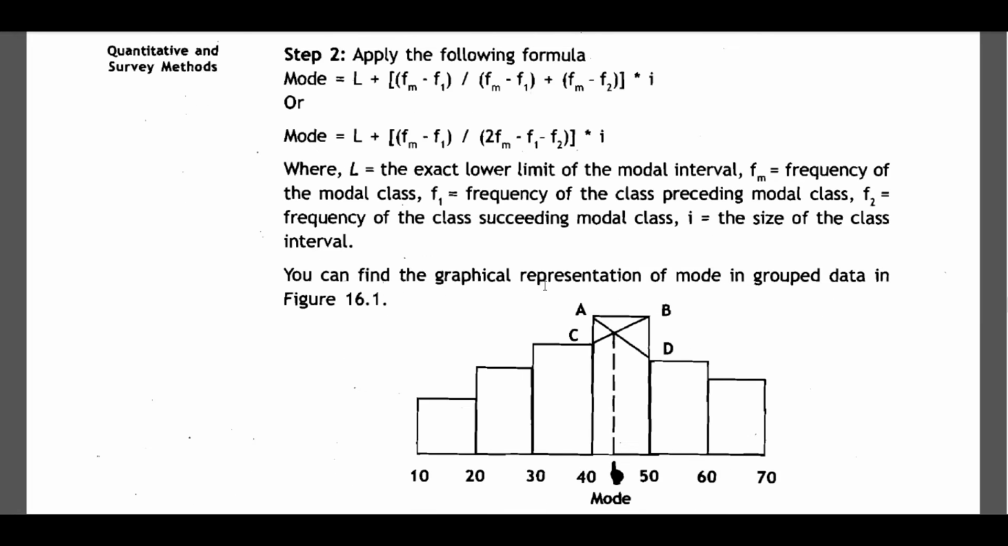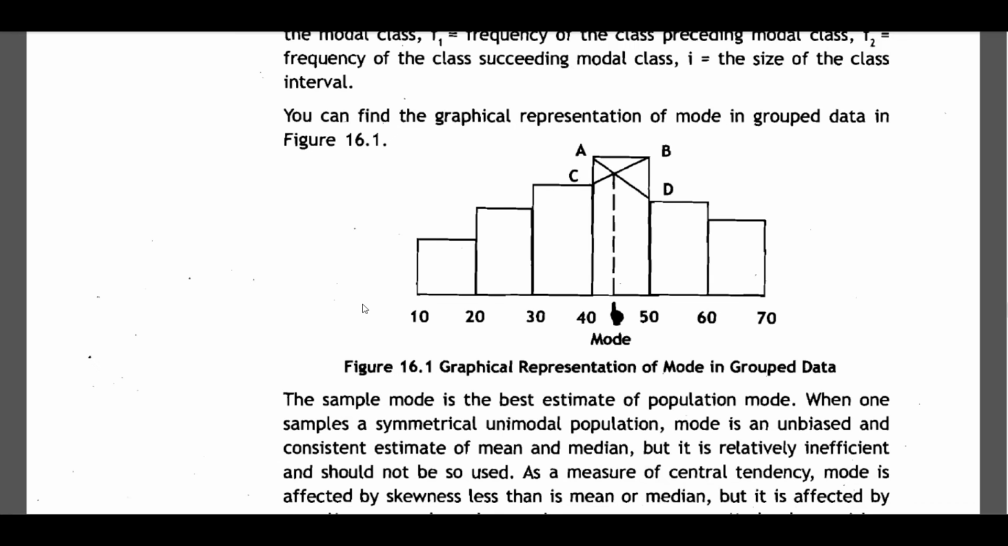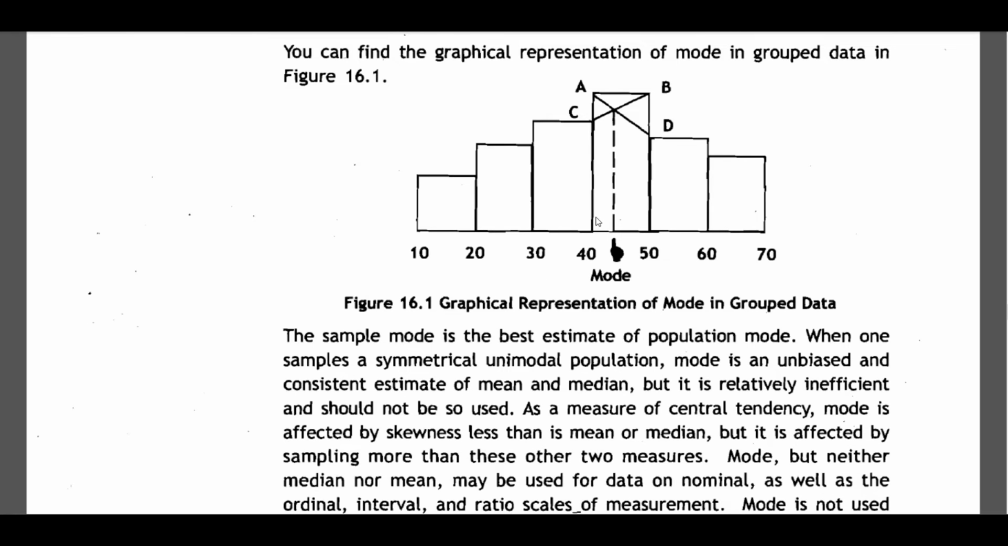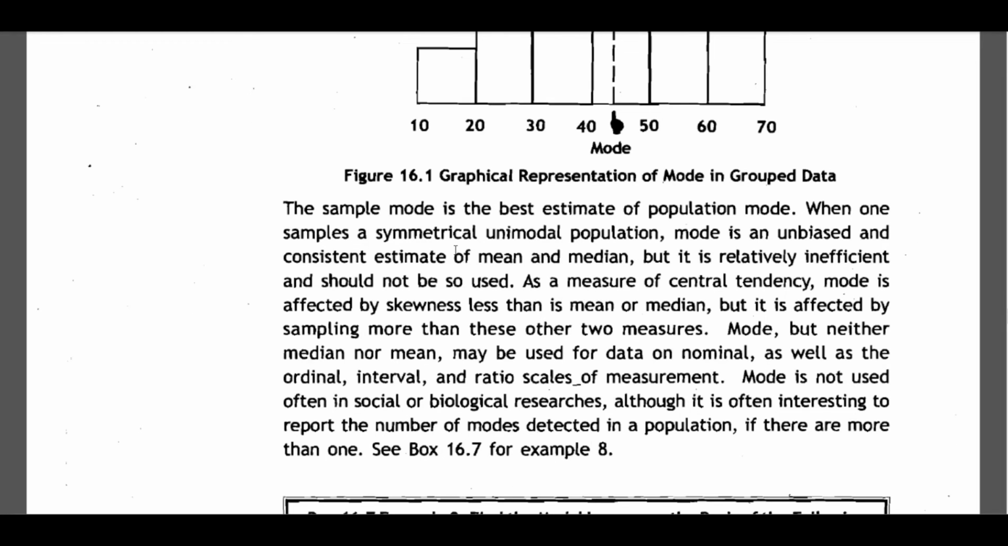You can find the graphical representation of mode in grouped data in figure 16.1. So this is the mode, the most frequently occurring value. The sample mode is the best estimate of the population mode. When one samples a symmetrical unimodal population, the mode is an unbiased and consistent estimate of the mean and median, but it is relatively inefficient and should not be used.